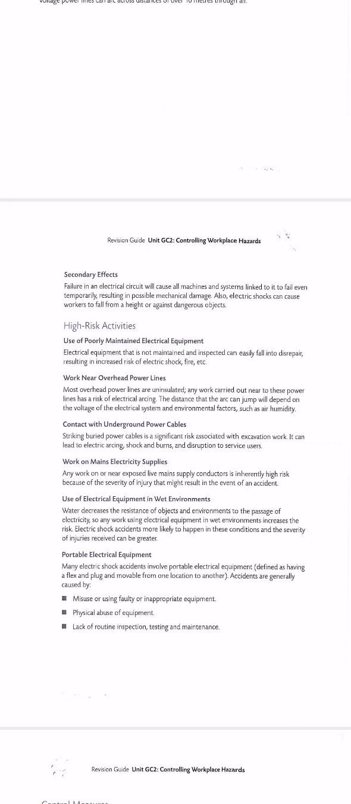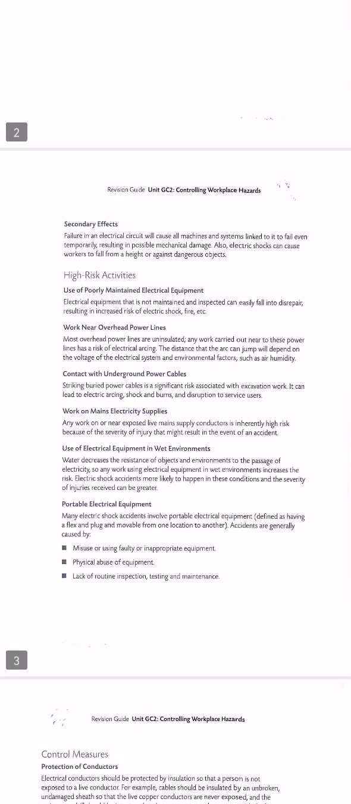Most overhead power lines are uninsulated. Any worker carrying out work near a power line has the risk of electrical arcing. The distance that the arc can jump will depend on the voltage of the electrical system and environmental factors such as humidity. If the place is very hot, it can also lead to fire and problems.